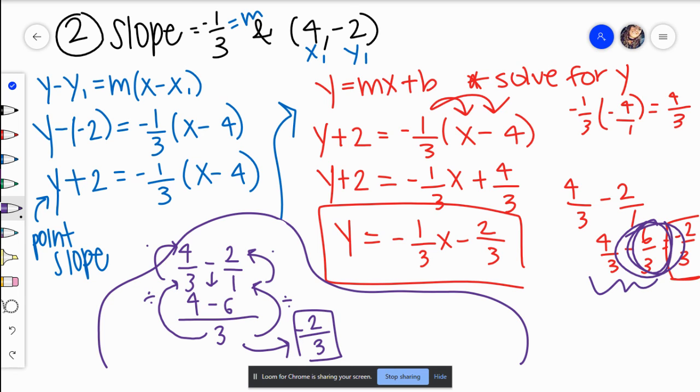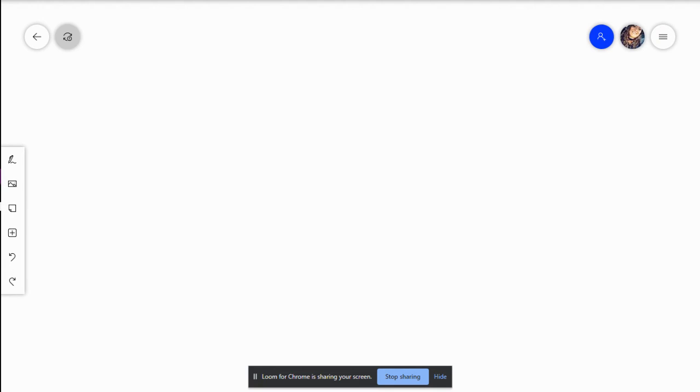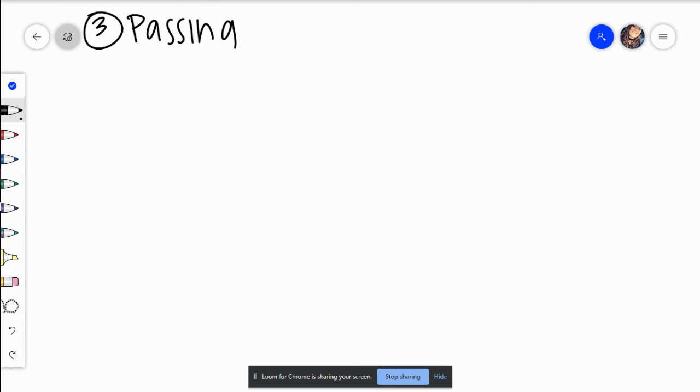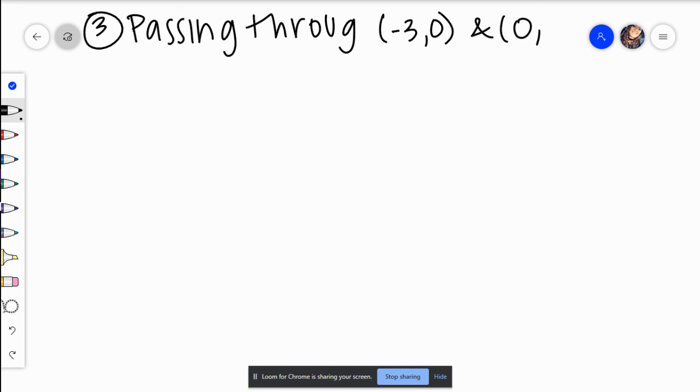Let's do this last example right here. Let's say we have a problem that tells us to write in point slope form and write in slope intercept form. And what they tell me is that I'm passing through the points -3, 0 and 0, 3. Okay, so it's different here than the other problems.